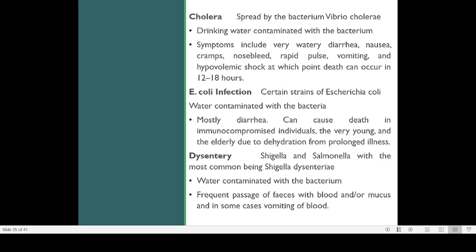Normally we call a diarrhea a dysentery only when blood is present in the motion or in the stool. If there is no blood, we call it only diarrhea. So there is a slight difference. Diarrhea with blood, or mucus, and in some cases vomiting of blood, is known as dysentery. So if a person is vomiting blood or passing blood along with the motion, then it is an indication of dysentery. And most of the time, the bacteria responsible for dysentery is either Shigella or Salmonella.